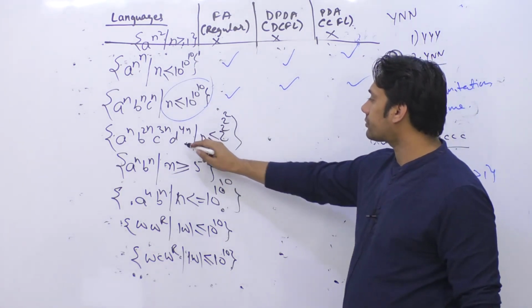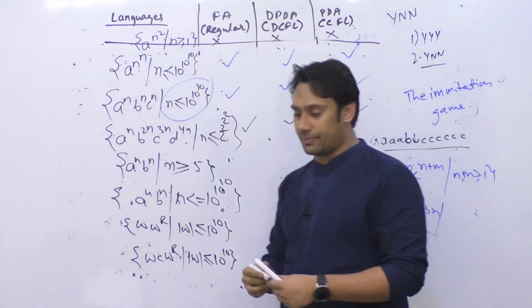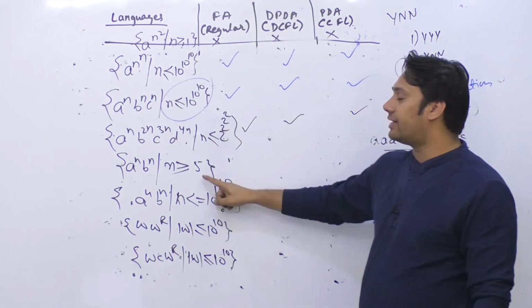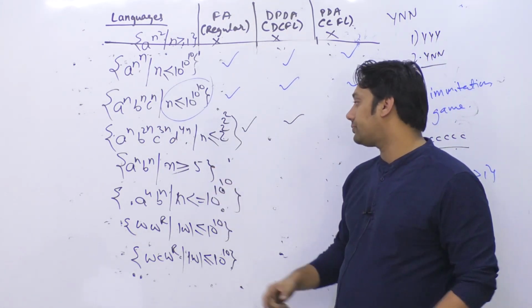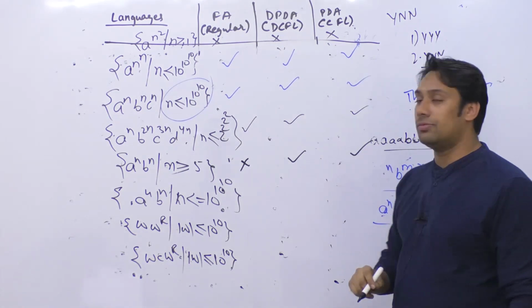So again, for this language, FA, DPDA, NPDA, all of them are possible. Now for this language here, it is not a finite language, it is an infinite language. Here FA is not possible, DPDA is possible, NPDA is also possible.